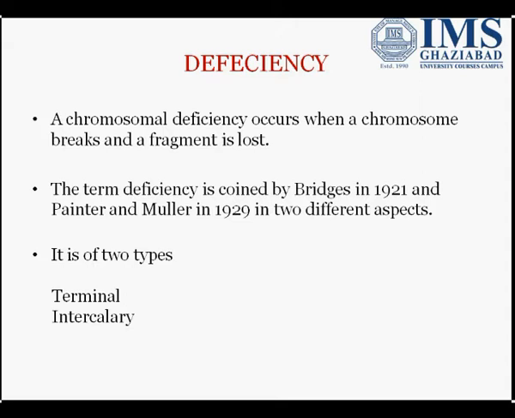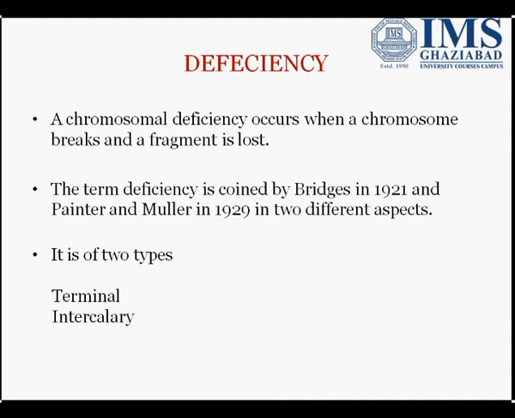Or you can say that when a particular chromosome breaks, some of the genes get deleted, or the part of the chromosome breaks and a fragment is lost. The term deficiency was coined by Bridges in 1921 and again by Painter and Muller in 1929 in two different aspects. The deficiency is of two types.